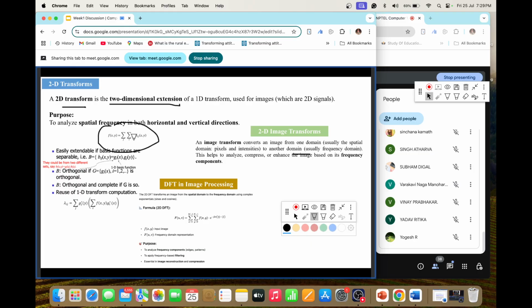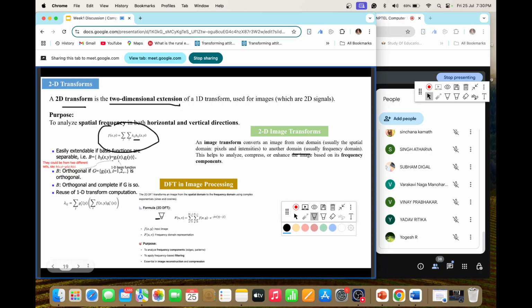Okay, earlier we had only this lambda i into b i into b i x. But now we have b x y. Again we have two sigmas written. One sigma is for the ith direction and another sigma is for the jth direction. That means we have two dimensions. That is why we use the transform as a 2D transform.